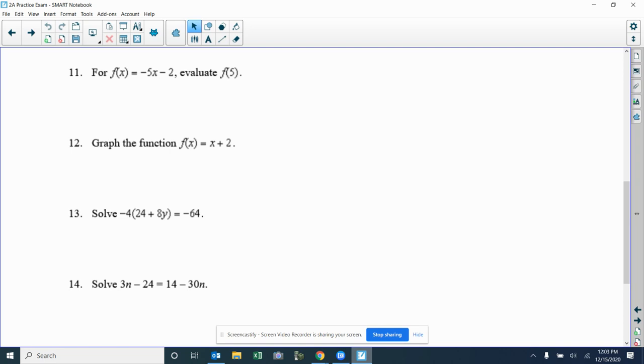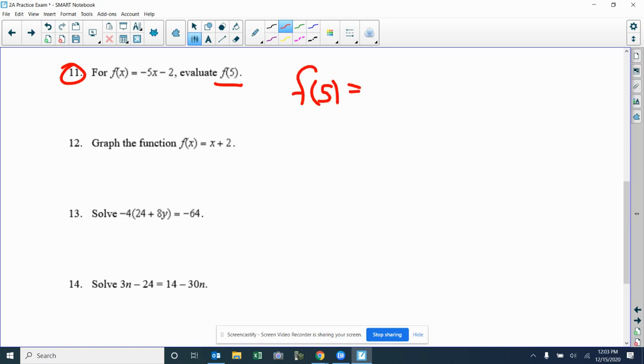Number 11. Should be pretty straight up for you. You want to evaluate f of 5. That means we're going to put 5 in wherever x is. So we're going to have -5, so instead of x, we're going to put 5 minus 2. So that's going to be -25 minus 2. So f of 5 is -27.